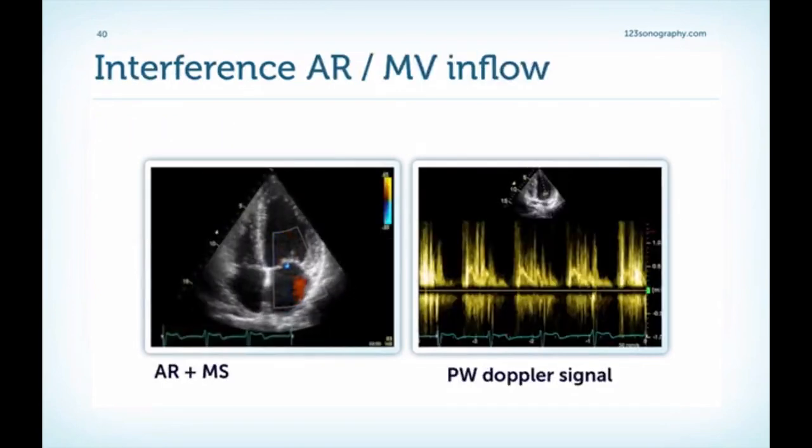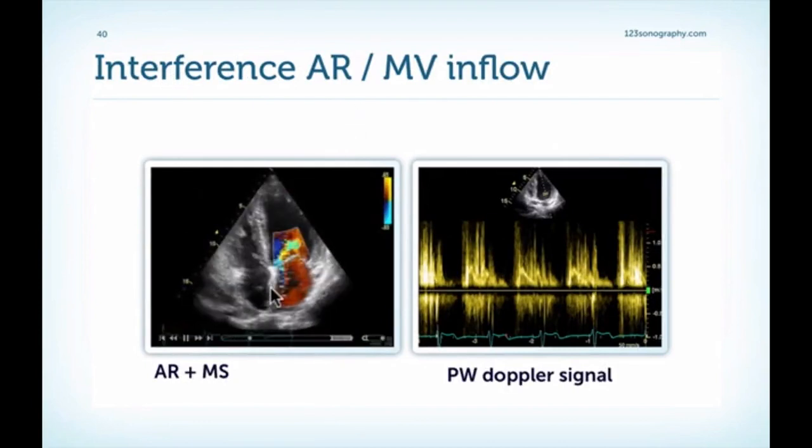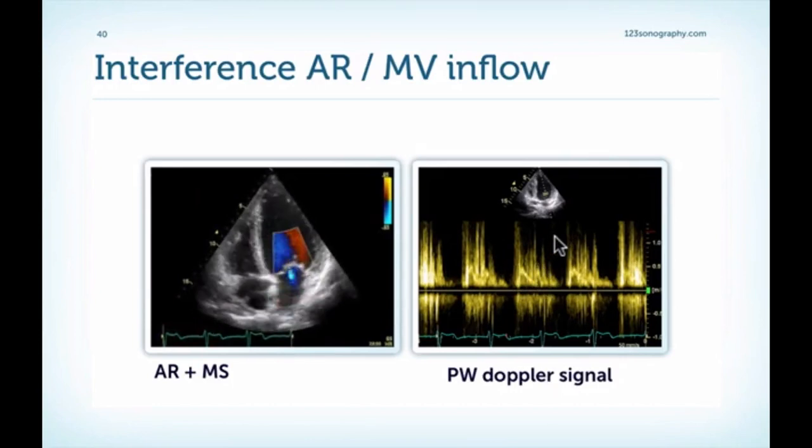Another problem we see fairly often is that we have an interference between the AR signal and the mitral valve inflow signal. You can see here aortic regurgitation, which is eccentric, directed towards the anterior leaflet, and thereby mixes with the mitral inflow signal. Thereby we get a very difficult to interpret signal in the pulsed wave or continuous wave Doppler. It's very hard to actually see where the contour of the mitral inflow signal is, and thereby very difficult to calculate mean gradients and the pressure half-time.